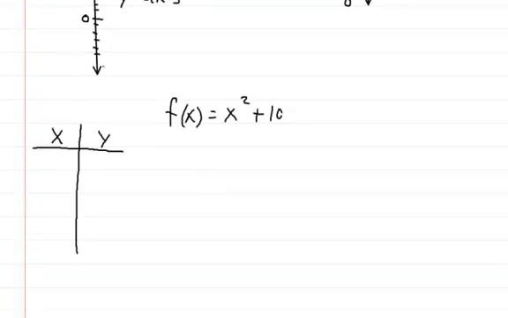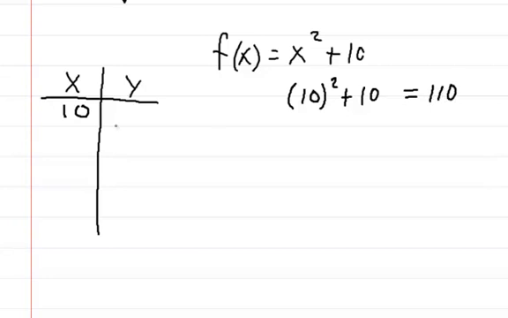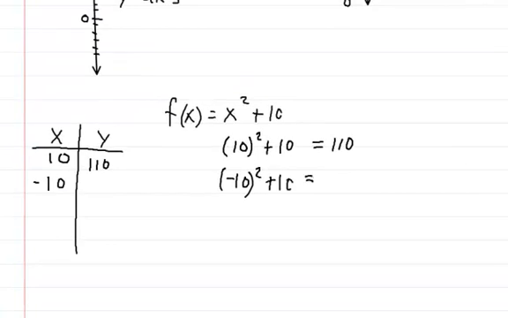So first off, I'm plugging in values into x. If x is equal to 10, that means it's going to be 10 squared plus 10, which is going to be equal to 110. So that would be that value. Now if I plug in negative 10, if I'm coming from the other side, negative 10 squared plus 10, I'm still going to get 110.